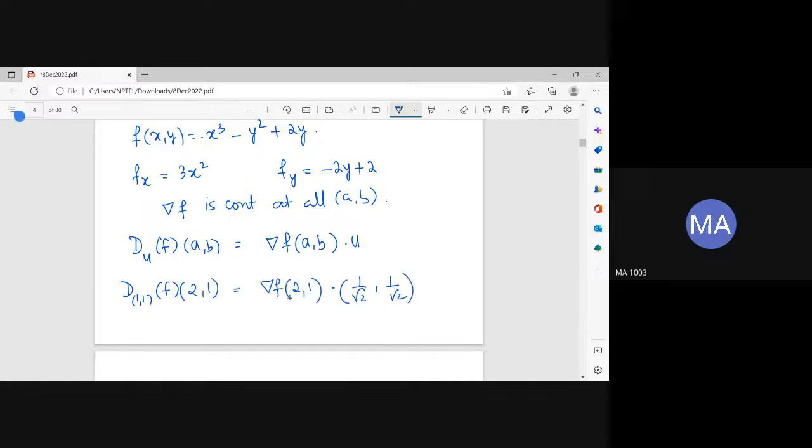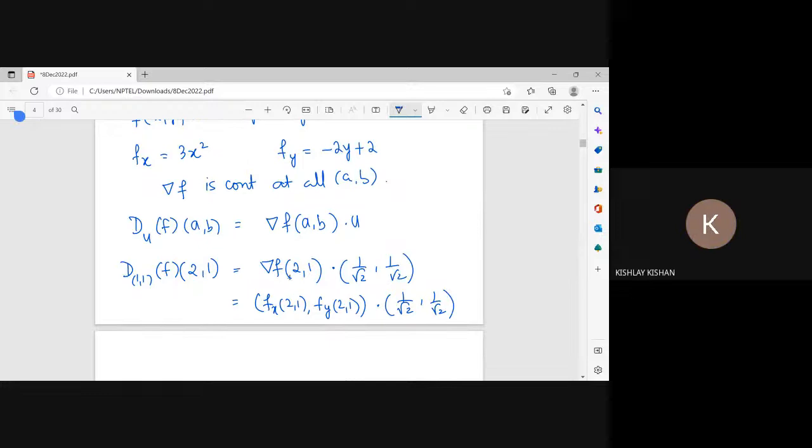Del f at 2 comma 1 means fx at 2 comma 1, fy at 2 comma 1. So fx at 2 comma 1 is 3 times 2 squared, which is 12, and fy at 2 comma 1 is 0. And here we always take the dot product, yes, this is the dot product, with 1 by root 2, 1 by root 2. So the answer is going to be 12 by root 2, so 6 root 2.